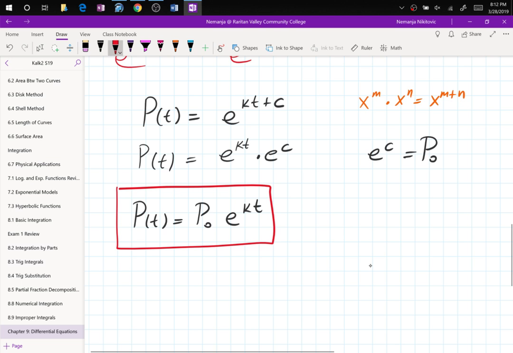Now, so this is the solution, right? And we all agree that this is a solution, and we all agree that this is a function. So I'll just say solution. And this was a solution of a differential equation that looked like this.